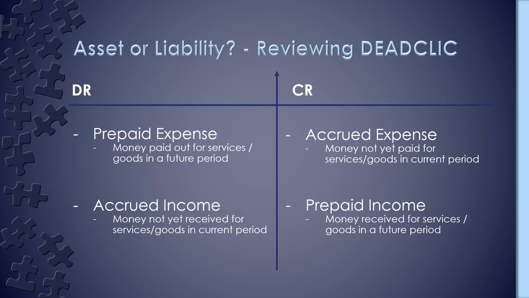So our prepaid income account sits in liabilities. Therefore, when we increase that, we're going to be crediting it. So we have prepaid expenses and accrued income. These two sit on the debit side when they increase, and accrued expenses and prepaid income sit on the credit side when they increase.